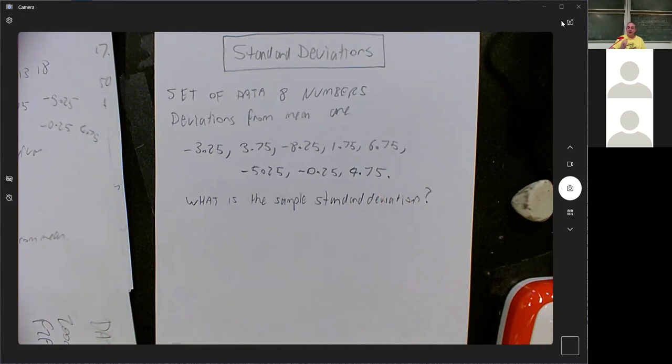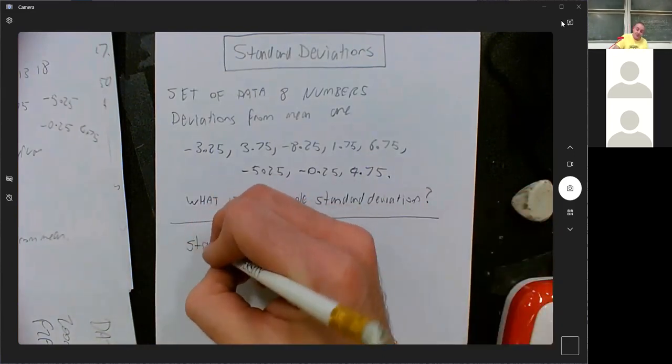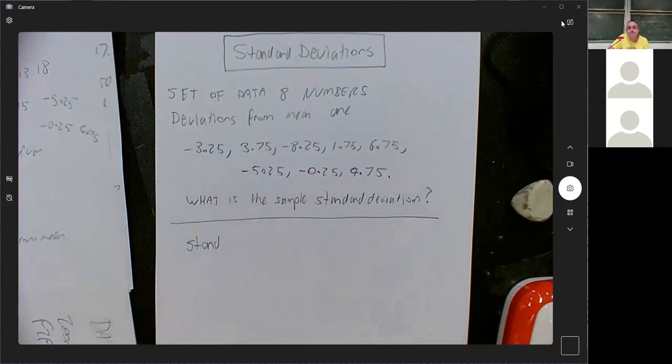Okay, so let's just talk about what the standard deviation is. Wait, sorry, one question, David. Isn't the sample standard deviation always equal to 0? No.